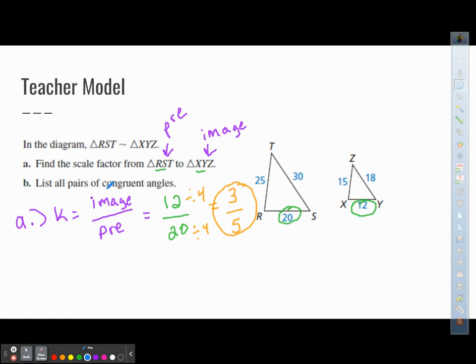All right, part B says list all pairs of congruent angles. I'm just going to use my similarity statement to do that. R and X are both listed first. So you put angle R is congruent to angle X. S is congruent to Y. So you put angle S is congruent to angle Y. And T would be congruent to angle Z.